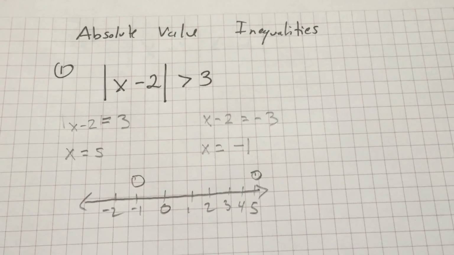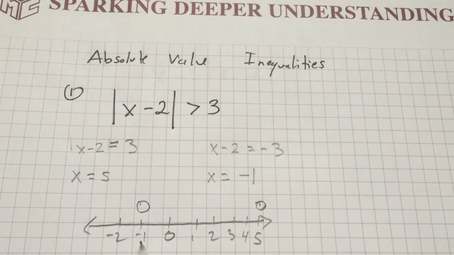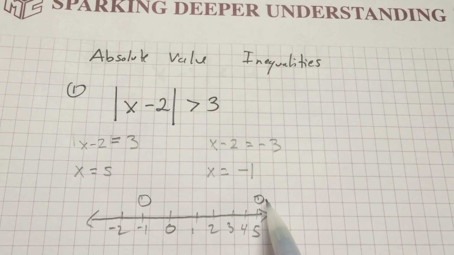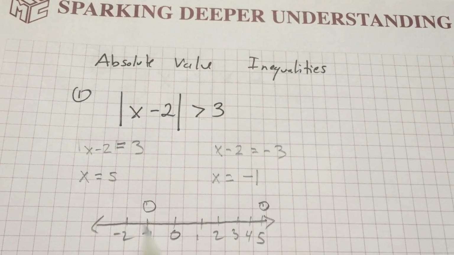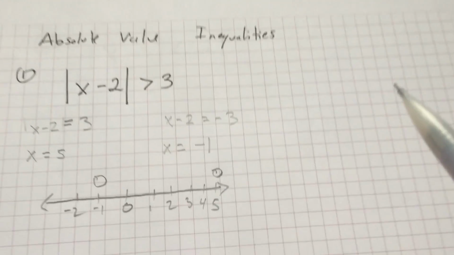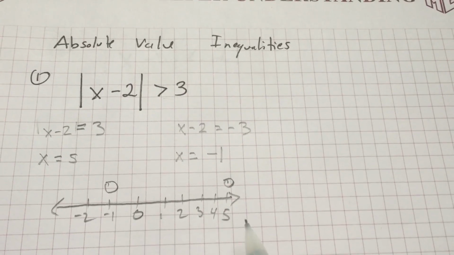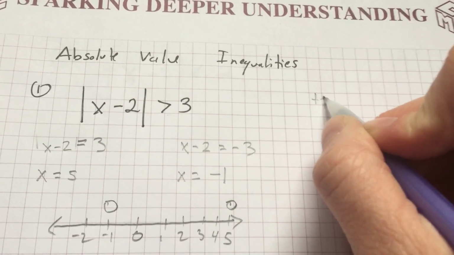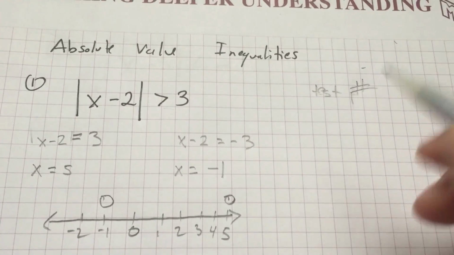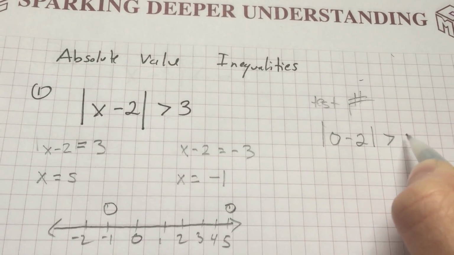So I want to figure out, I have two directions. I can either connect these 2 points together, which means every number between negative 1 and 5 is a solution, or I'm going to draw my arrows out in opposite directions, and then every number less than negative 1 and every number greater than 5 is a solution. So it's always easier to test the points in between. So I'm going to pick one of the numbers in between negative 1 and 5, and I'm going to do a little test point. So we'll say test number. Right? So I'm going to test the number 0. So I'm going to say 0 minus 2 is greater than 3.